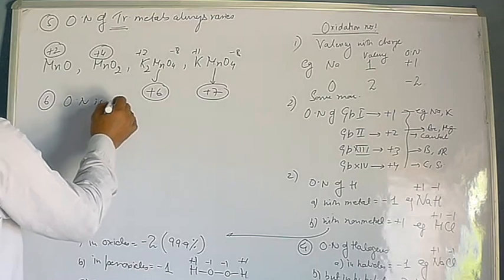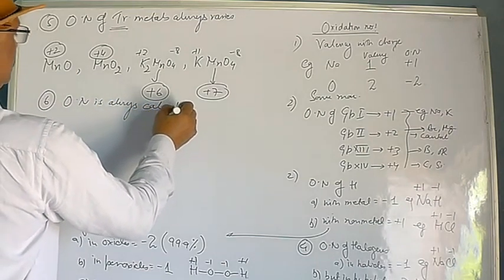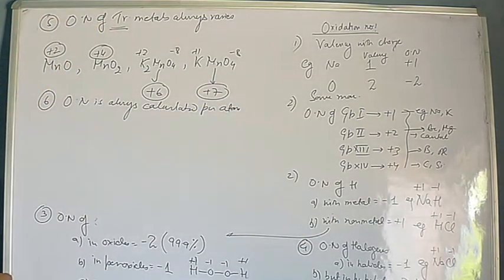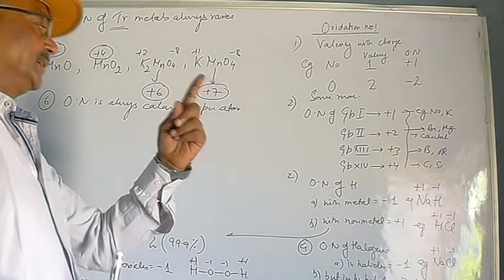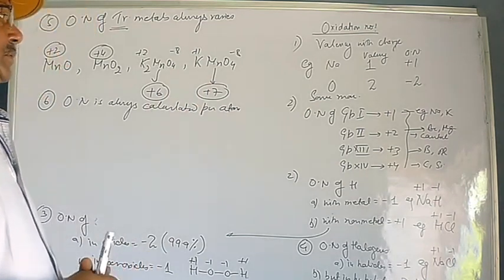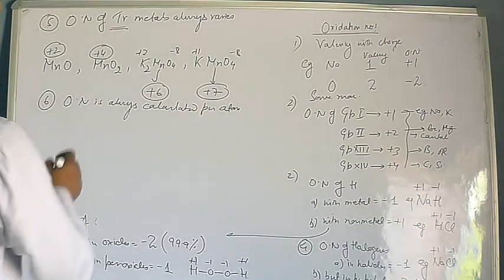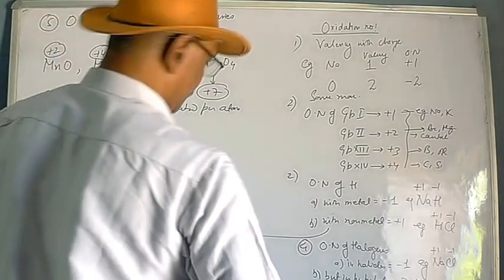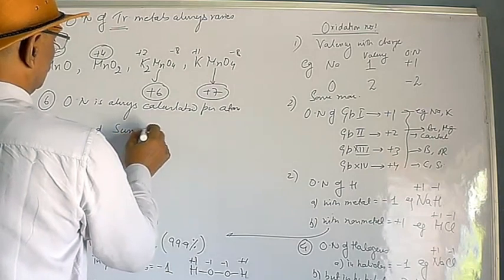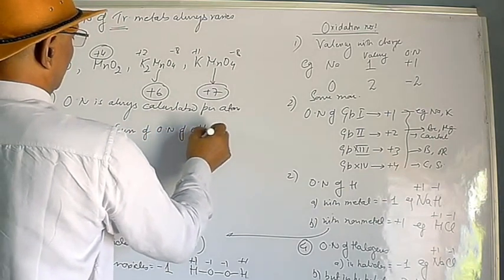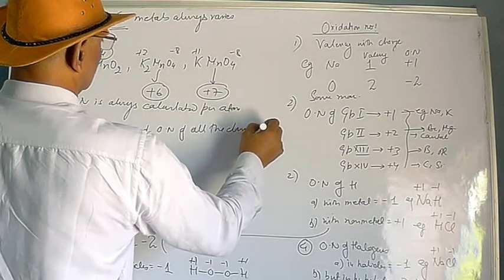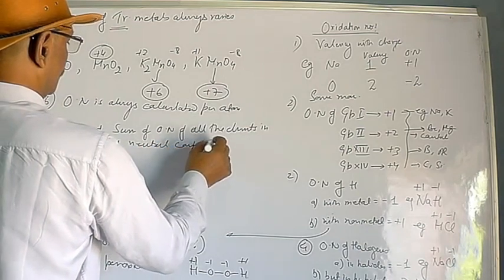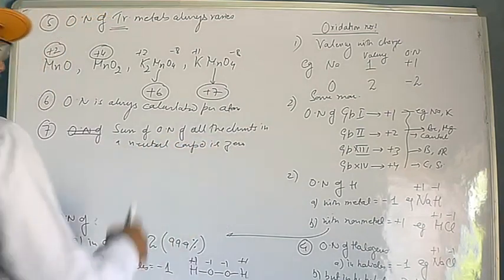Oxidation number is always calculated per atom. Whatever example you have taken, you always find that it is taken per atom. The charge on one atom is giving you the oxidation number. The sum of oxidation number of all elements in a neutral compound is zero.